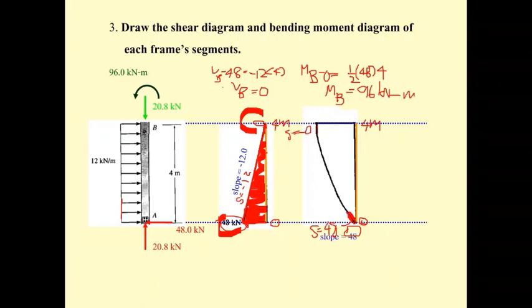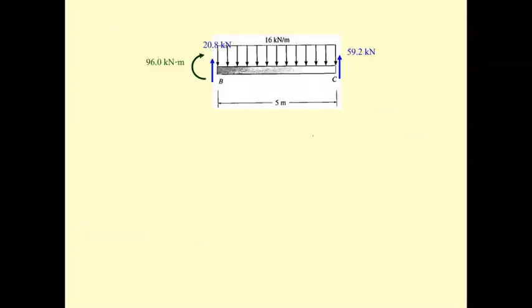Next, take a look at the beam BC. From this, we have a slope of 48. This slope equal to 0, and then you take this of 96. Next, take a look at the beam BC.